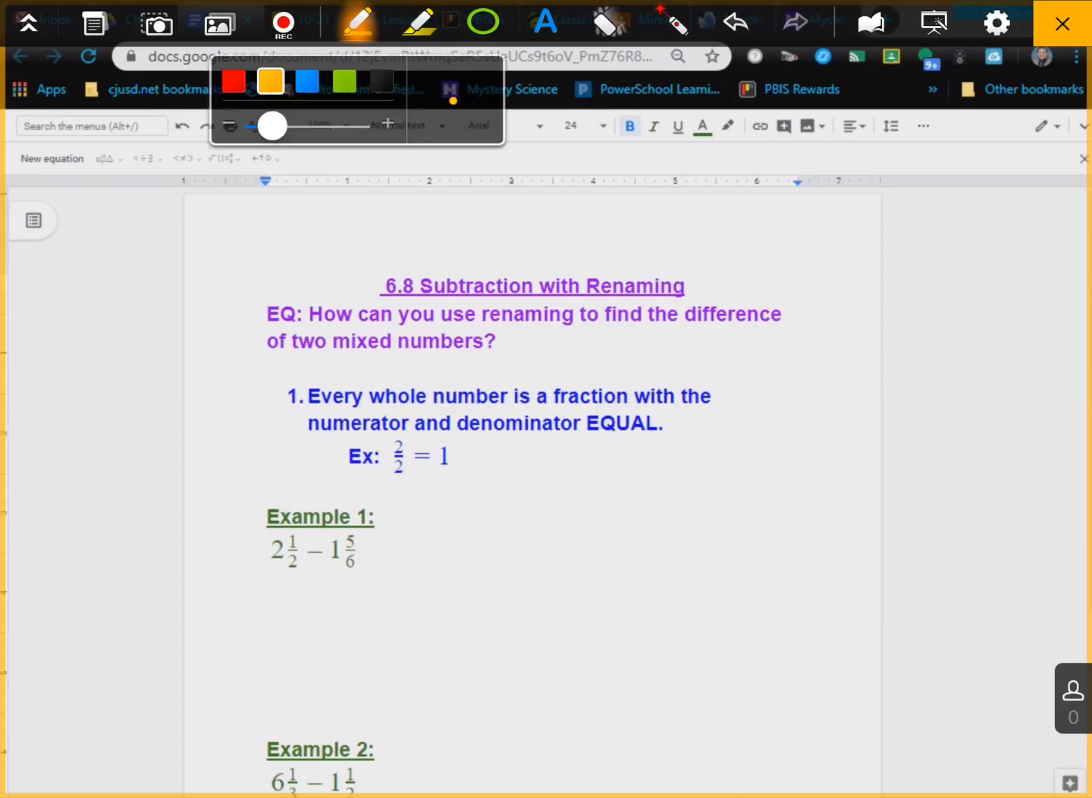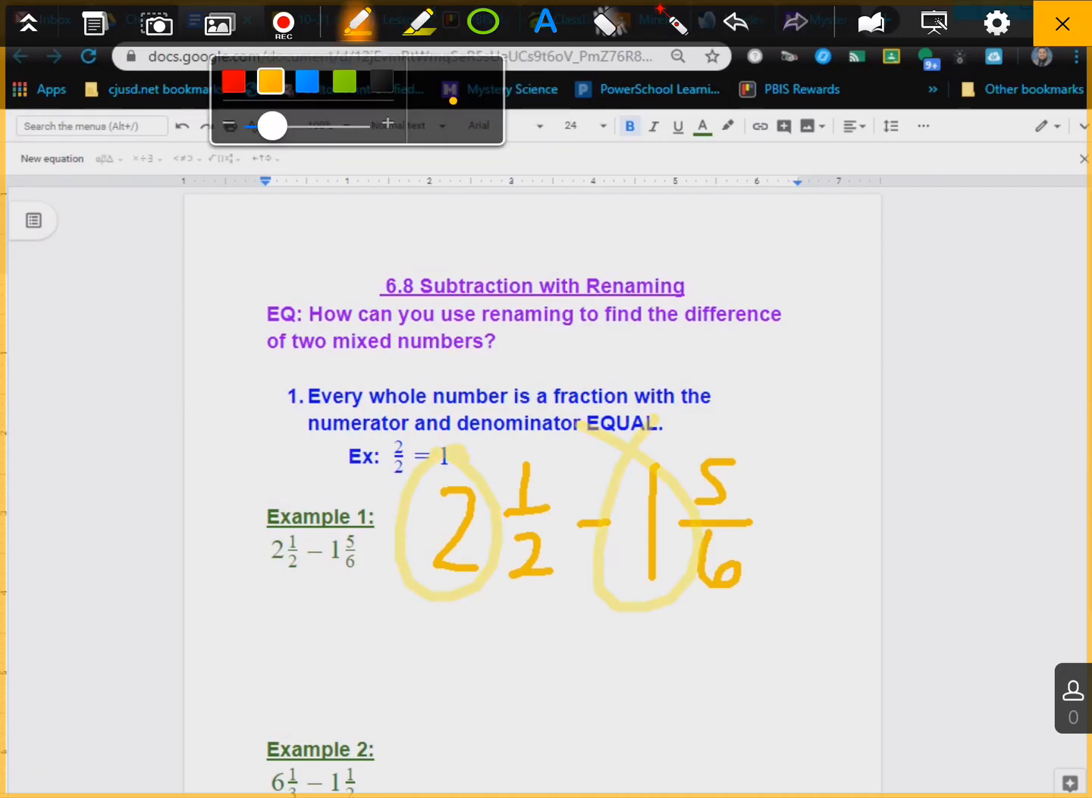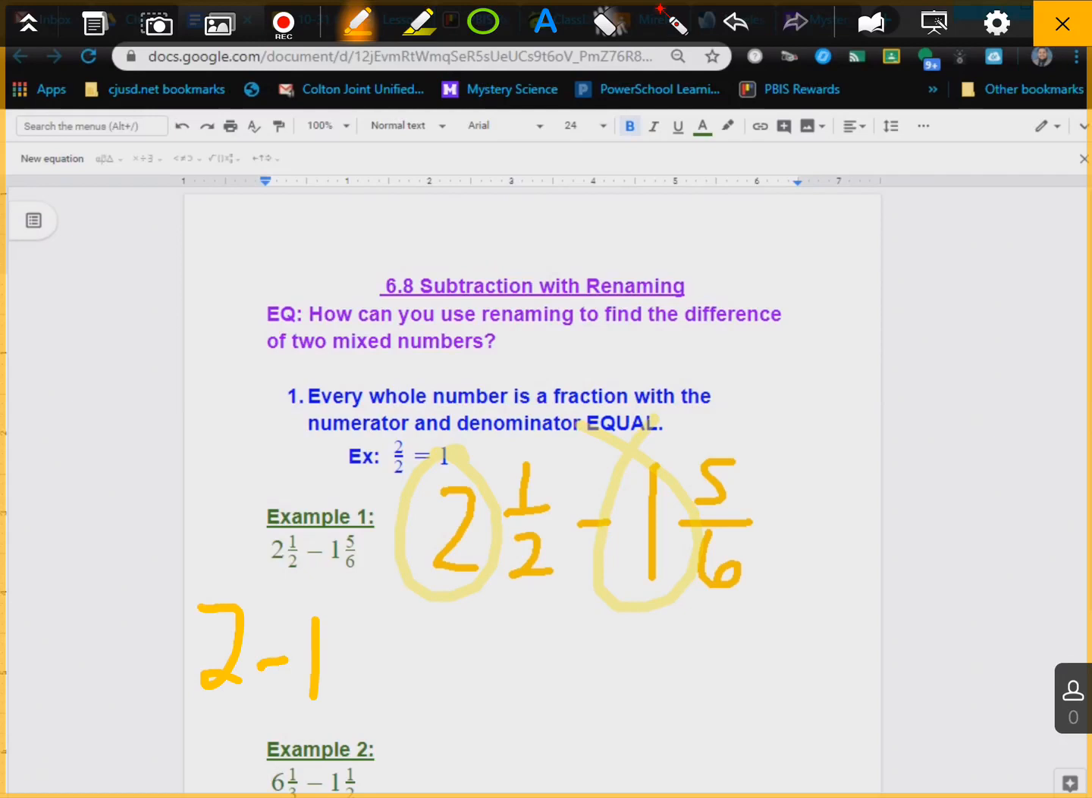So the first example is 2 1/2 minus 1 5 over 6. Okay, I'm going to put the whole numbers to the side for now. I'm not actually going to subtract them yet because I might need to use them still. So I'm going to put those over here. And I'm just going to deal with the fraction itself. 1/2 minus 5 over 6.